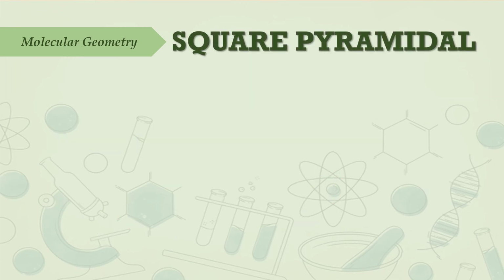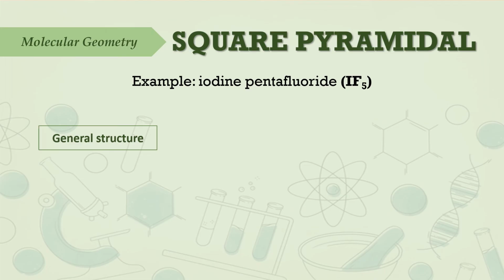Next is the square pyramidal. For square pyramidal, the general structure is that it has a central atom with still 5 attached atoms. But what makes it different from trigonal bipyramidal is that it has a lone pair at the central atom. Taking now the example, we have iodine which belongs to group 7. Fluorine belongs to group 7 times 5. This is 7. This is 35. So all in all, it has 42 electrons.